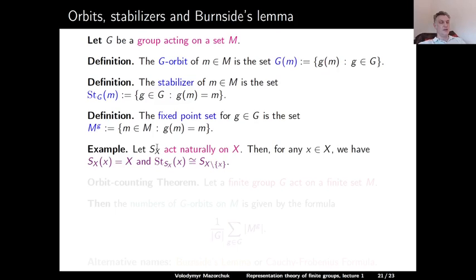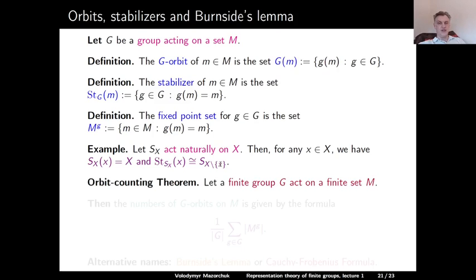So for example, we have the natural action of S_X on X. For any element x in X, the orbit of this element under S_X is the whole of X. And the stabilizer of this element in S_X is naturally identified with the symmetric group on X minus the little x. So the little x should not be moved, and you can do whatever you wish with all other elements. And finally, let us recall the orbit counting theorem.